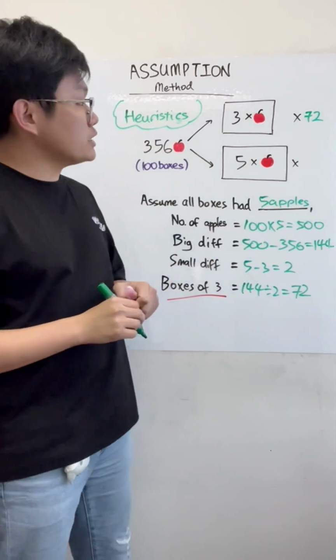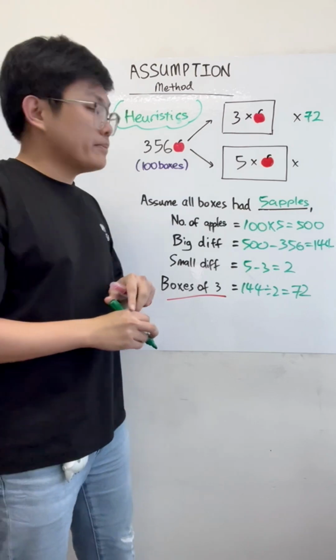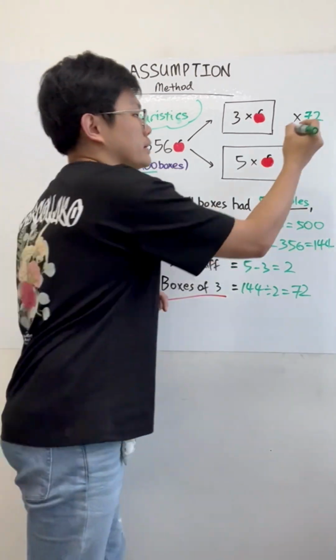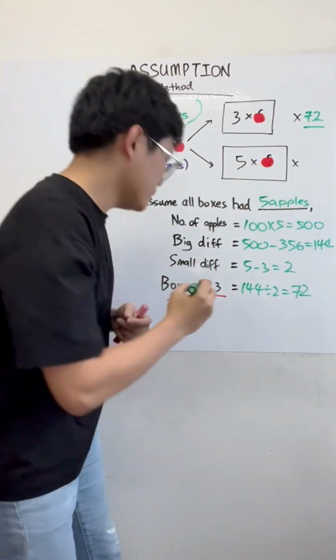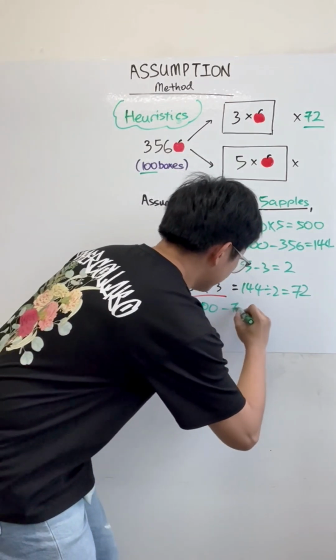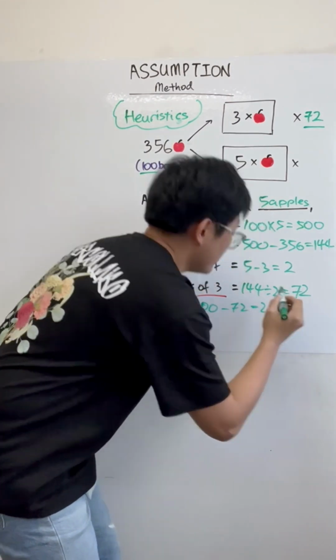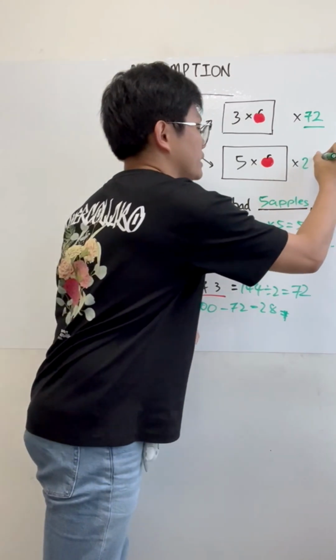However, if you still want to determine the boxes of 5, we can also do so by taking 100 minus the 72. You can add one more step at the end, 100 minus 72, giving us 28. And the final answer here would be 28.